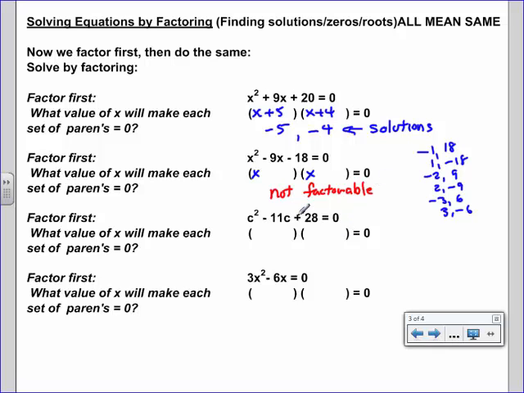Okay, we'll try this one. Two numbers when multiplied give us 28, when added give us -11. Hopefully you had enough practice in the last section to recognize that it would be -4 and -7. -4 times -7 is +28. When you add, you get -11. What makes this equal to 0? 4. What makes this equal to 0? 7. So those are your solutions.